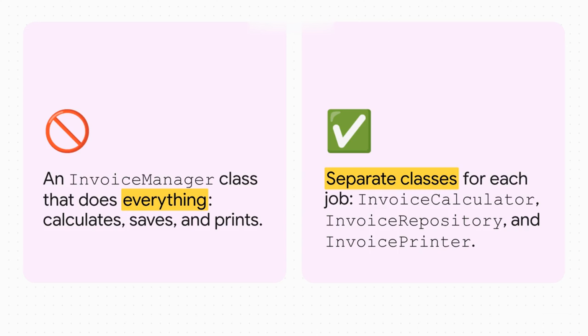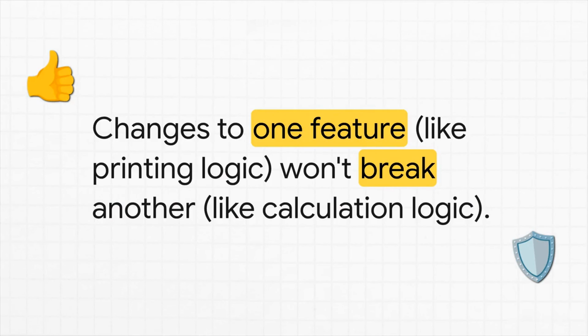The fix is to break it apart. You create an invoice calculator, an invoice repository, and an invoice printer. See? Now each class has just one single reason to ever be changed. And here's the magic. If your boss comes to you and says, hey, we need to change how invoices are printed, you just go into the invoice printer class. The invoice calculator? Totally safe, completely untouched. This drastically reduces risk and makes your life as a developer so much easier.